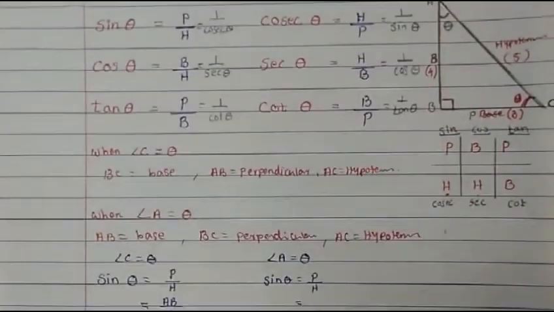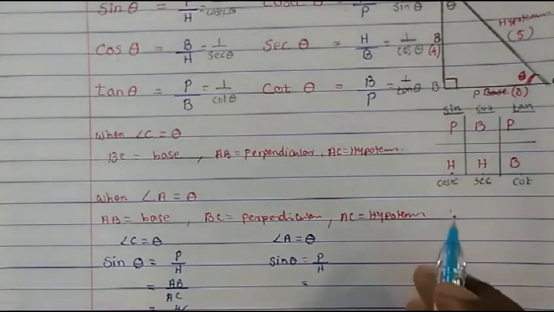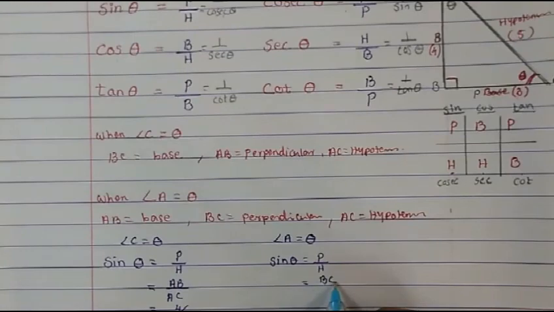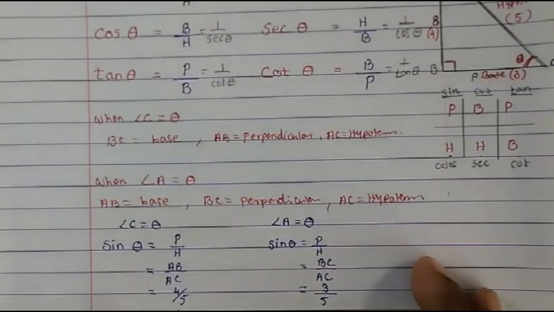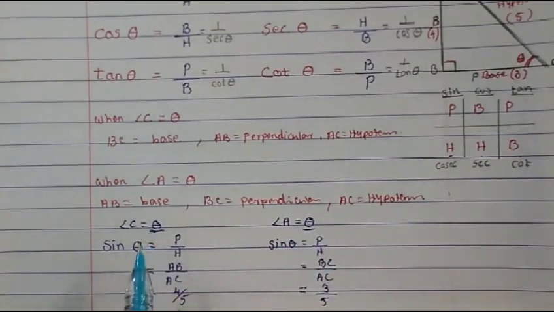Now if I have to write the value, what is my perpendicular now? Perpendicular is BC. Hypotenuse remains the same, AC. BC value is 3, and AC value is 5. So like this the ratio will change. Is it clear? So the theta is very, very important. First you have to look for where your theta is, where your angle is. Accordingly the ratio will change.